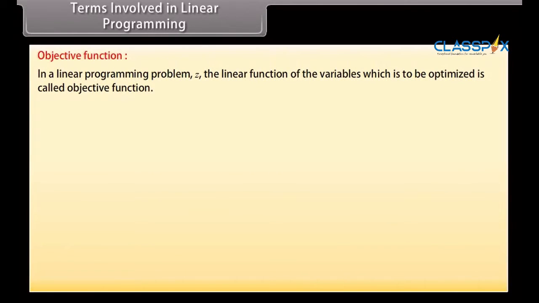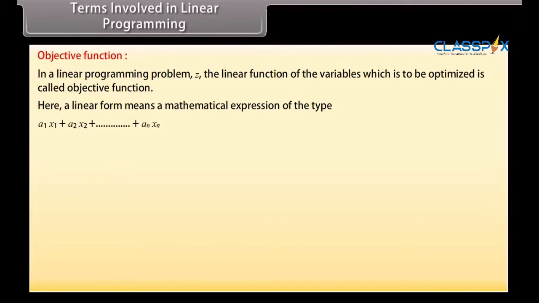Terms involved in linear programming. Objective function. In a linear programming problem, Z, the linear function of the variables which is to be optimized, is called objective function. Here, a linear form means a mathematical expression of the type a1 x1 plus a2 x2 plus so on till plus an xn, where a1, a2 and so on till an are constants and x1, x2 and so on till xn are variables.